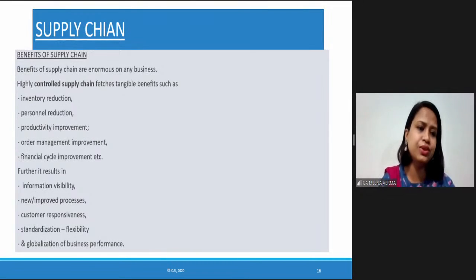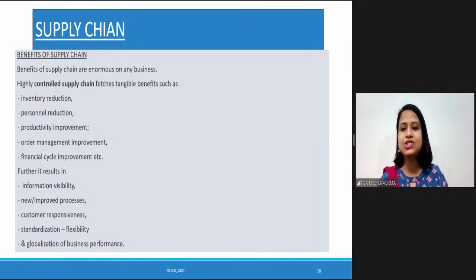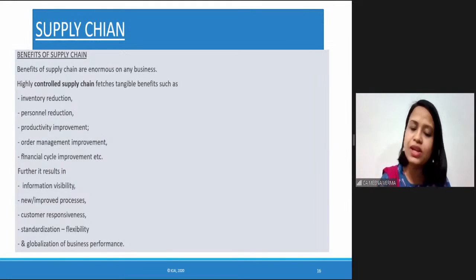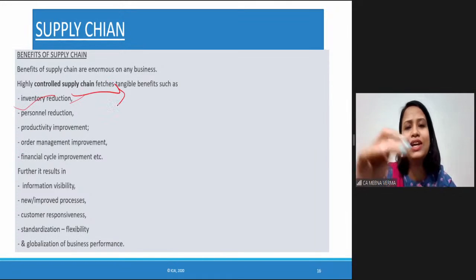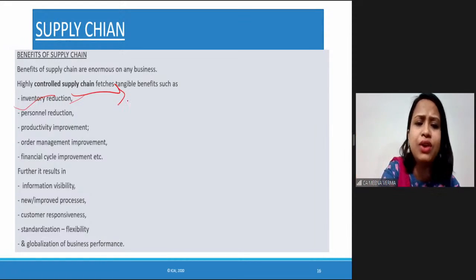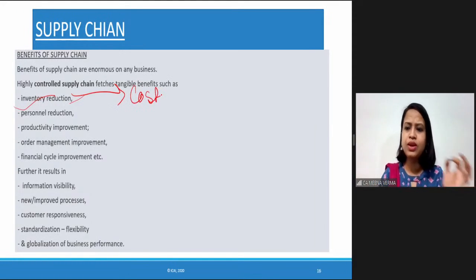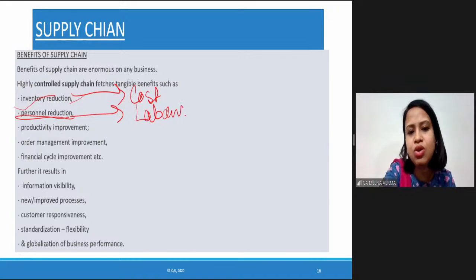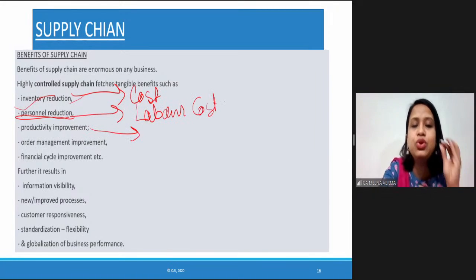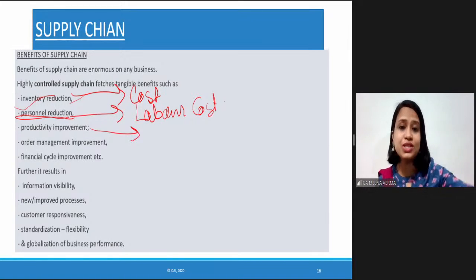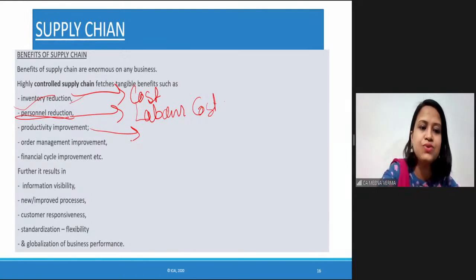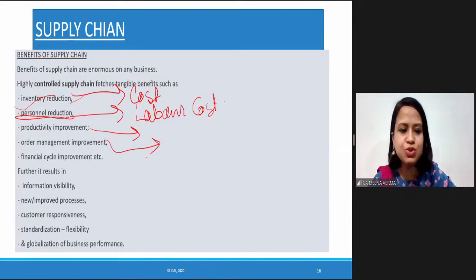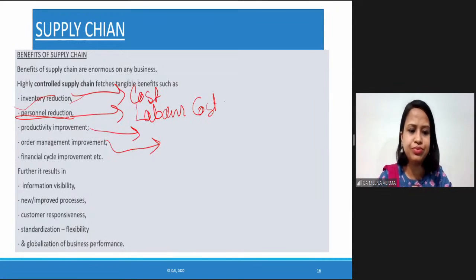What are the benefits of supply chain? If you manage the supply chain perfectly, this will help you to reduce the inventory. If you pile up the inventory, it will result in cost. Then personnel reduction, meaning the labor cost, will be reduced. This will help you to improve the production of your business organization. Your efficiency will improve, your production will improve. This will help in order management improvement, and in many other ways it helps improve the processes of the business organization and customer responsiveness.